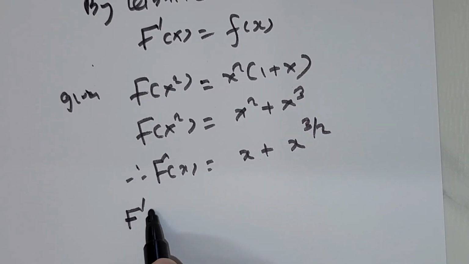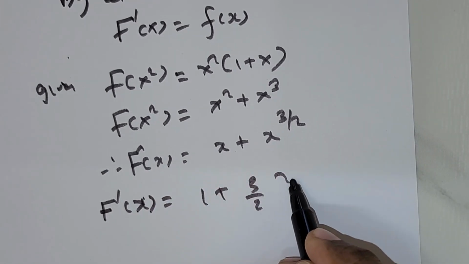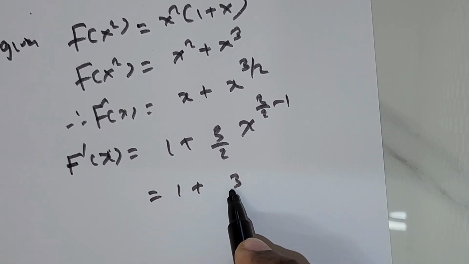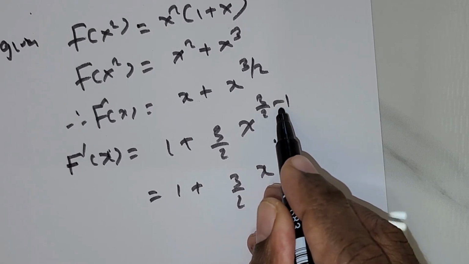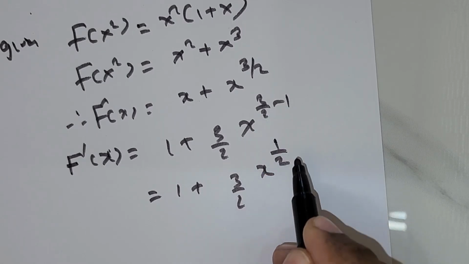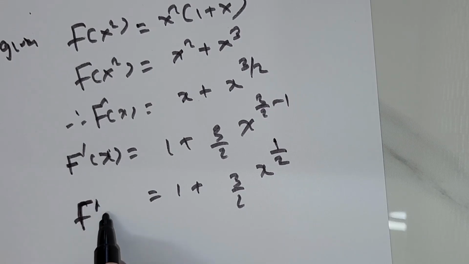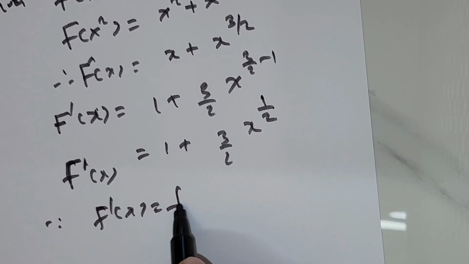Now F dash of x is going to be 1 plus 3 over 2 times x raised to the power of 3 over 2 minus 1. That will give you 1 over 2. So this is my capital F dash of x. But capital F dash of x is nothing but f of x.